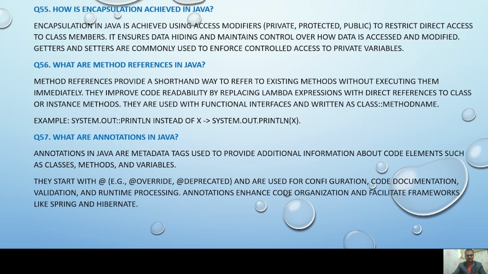Next question. What are annotations in Java? Annotations in Java are metadata tags used to provide additional information about code elements such as classes, methods, and variables. They start with @, that is @Override, @Deprecated, and are used for configuration, code documentation, validation, and runtime processing. Annotations enhance code organization and facilitate frameworks like Spring and Hibernate.